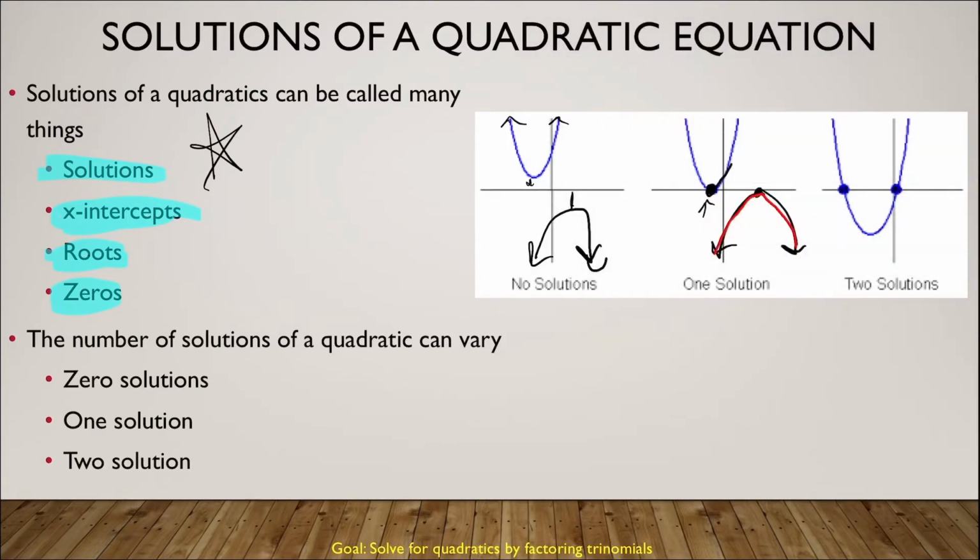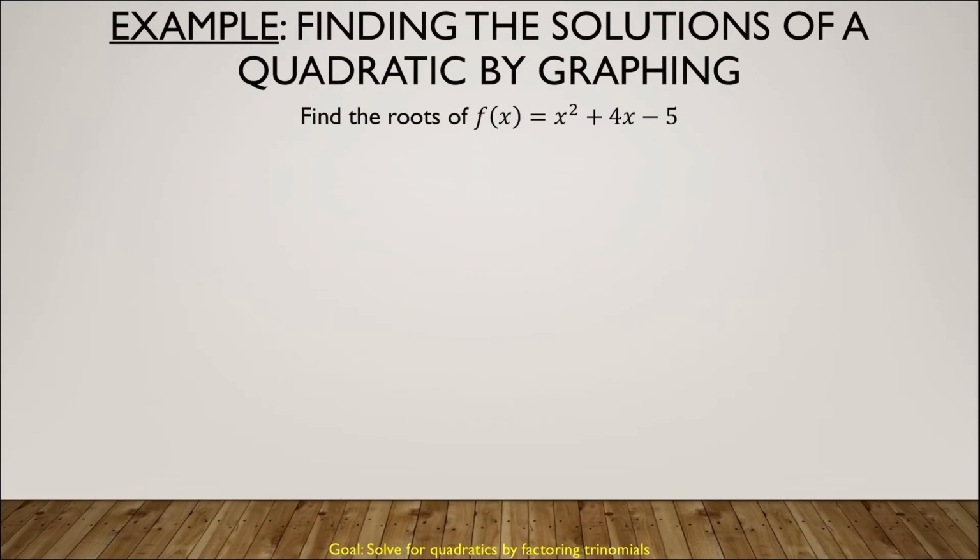Or I could have 2 solutions like this picture on the far right, where my vertex is below the x-axis and it's going upwards, so it's going to cross twice. And same thing, if I have my vertex above the x-axis and my parabola is going down, that's also going to take me to having 2 solutions.